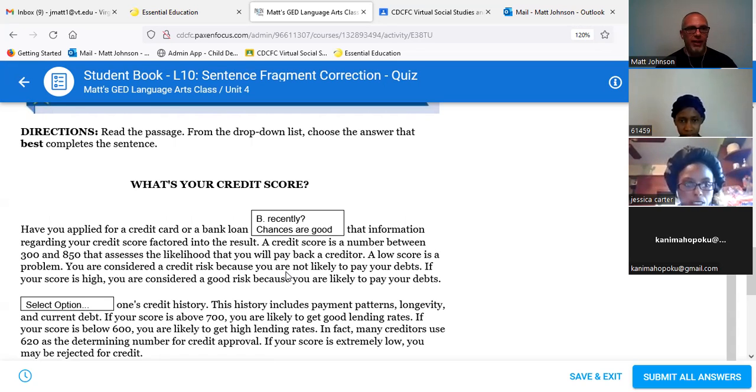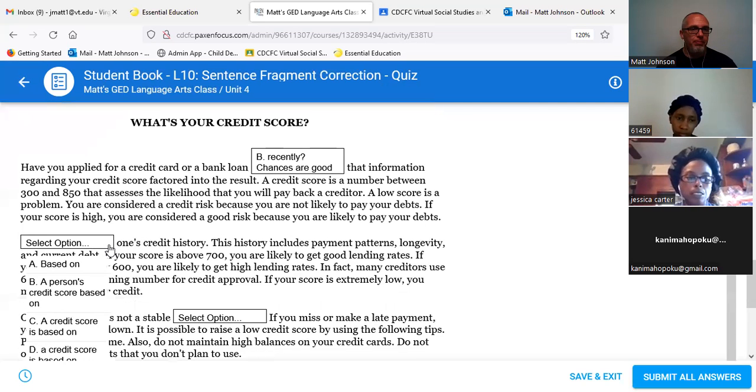Chances are good that information regarding your credit score factored into the result. A credit score is a number between 300 and 850 that assesses the likelihood that you will pay back a creditor. A low score is a problem. You are considered a credit risk because you are not likely to pay your debts. If your score is high, you are considered a good risk because you are likely to pay your debts.